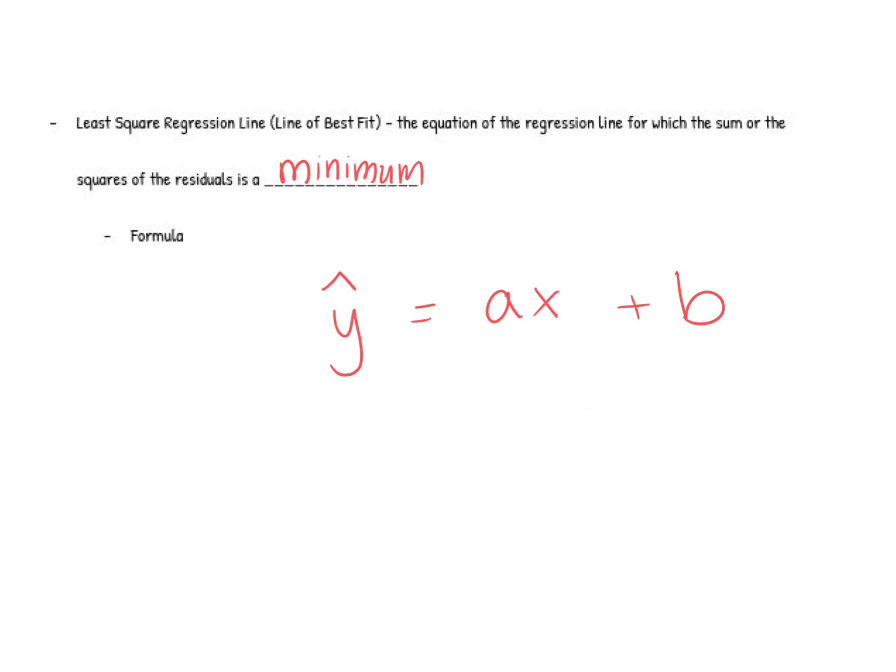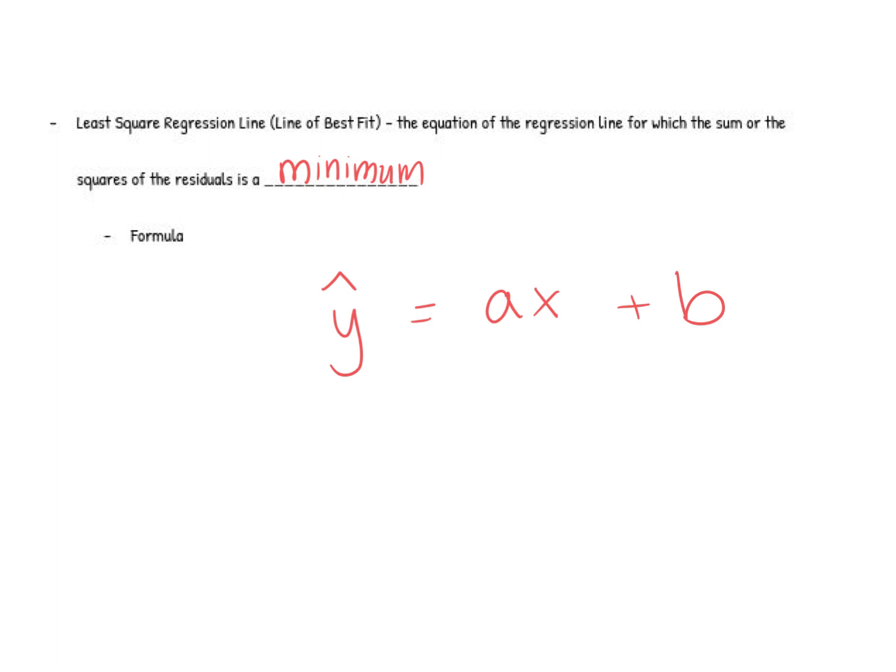Then the least squares regression line, the line of best fit, that's the equation of the regression line for which the sum of the squares of the residuals is a minimum. So it is the line that best fits the data. That's why it's called the line of best fit. It's where that difference between the predicted and the actual is going to be the smallest.